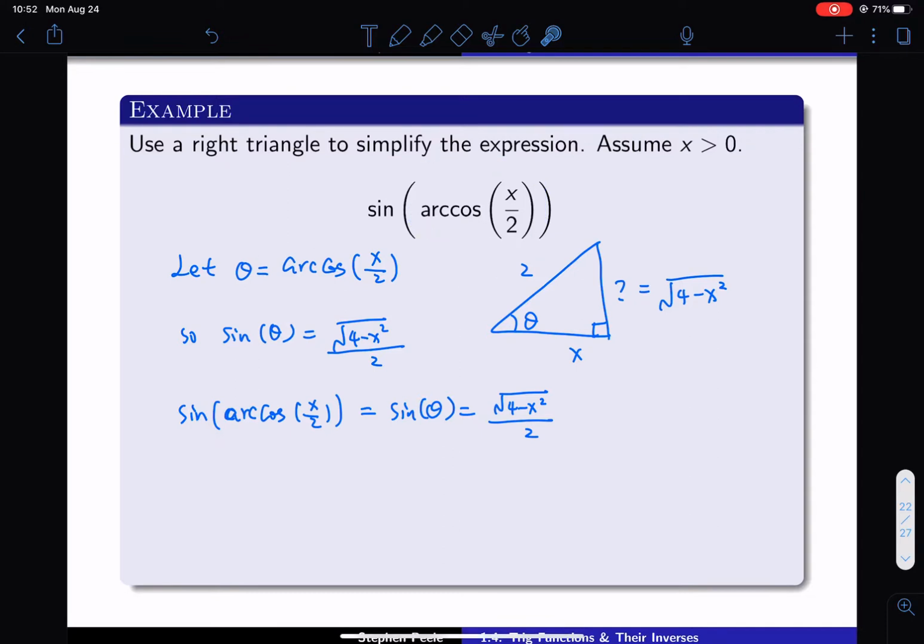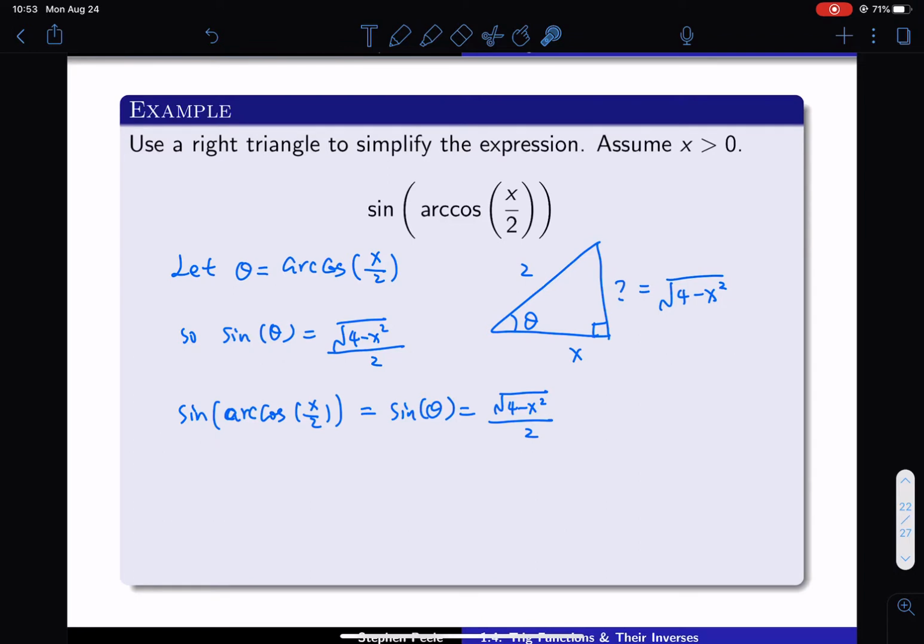For theta, cosine means, suppose this is theta, cosine means this one divided by that one. So we know this is 2, this is x, and because it's a right triangle, we know this part is this one. So the next question, what is the sine of theta? Sine of theta, we know this one and that one. So it's easier to get sine of theta. Just use this number divided by that number.